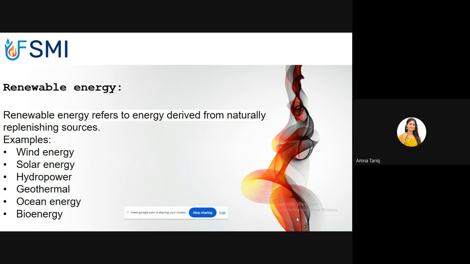Renewable energy refers to energy derived from naturally replenished sources. We get renewable energy again and again; it does not finish. For example, wind energy is a renewable energy we already discussed. Solar energy is also renewable energy we already discussed. Then hydropower, this is a new topic for us. Geothermal, ocean energy, bioenergy, all these are examples of renewable energy.